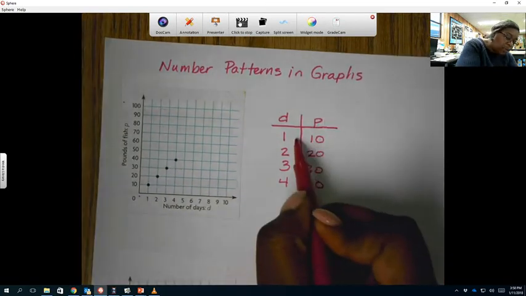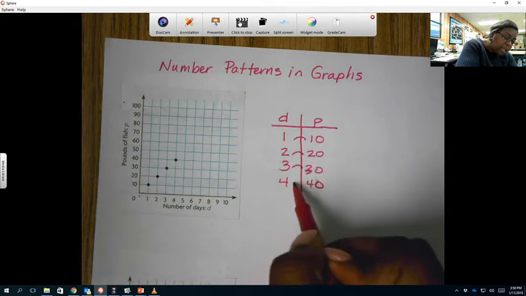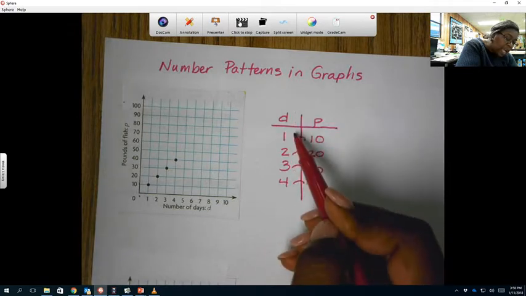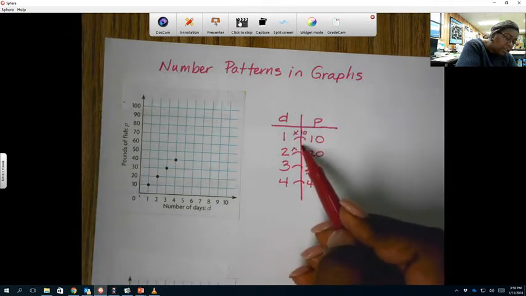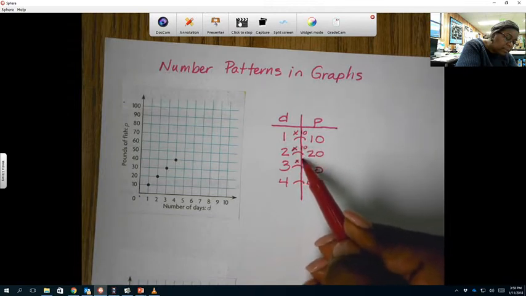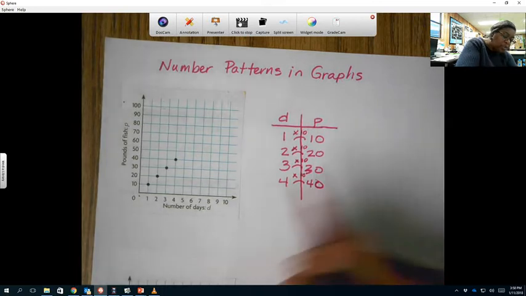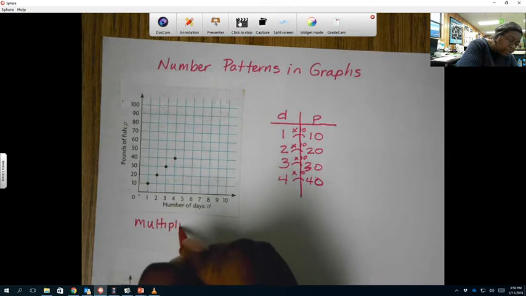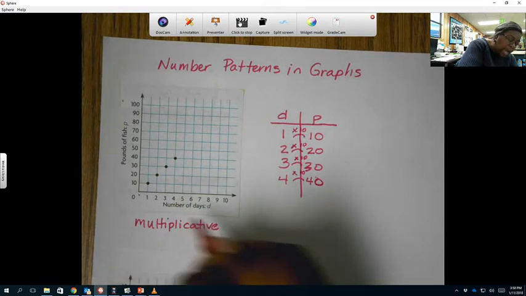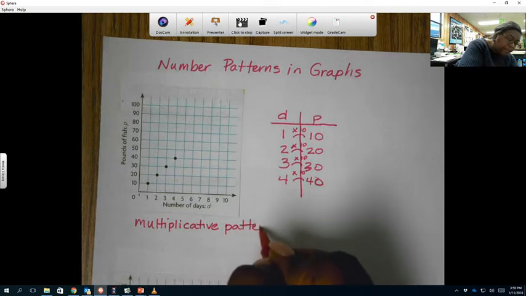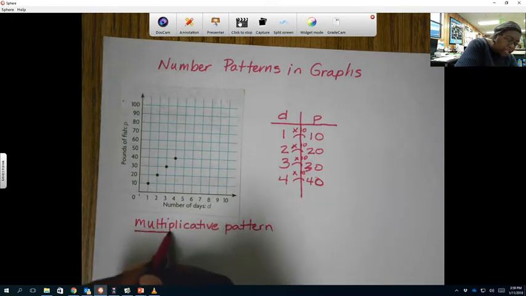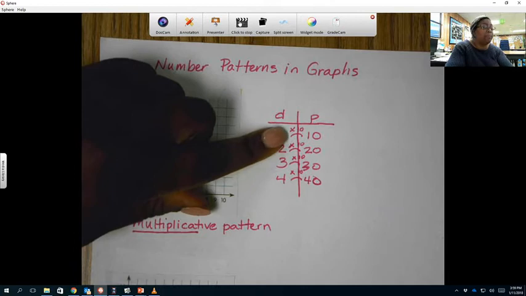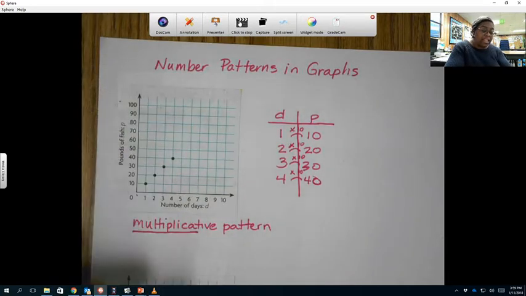So when I look at the relationship between each, in order to get the number of pounds, I'm going to multiply the number of days times 10. So this particular graph is a multiplicative, it's a big word, pattern. And again, if you remember from yesterday's lesson, it's got the word multiplication in it, which tells us that we are multiplying each time. So now, from this, I can then generate a rule.